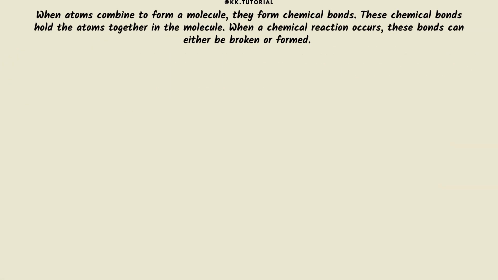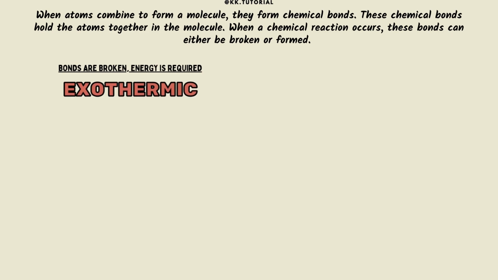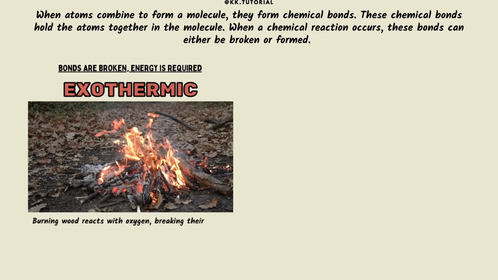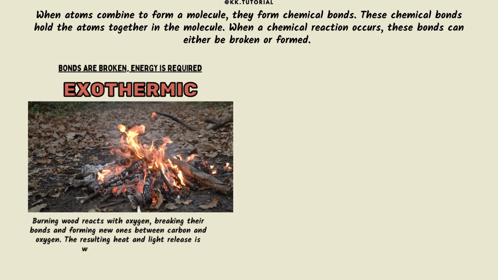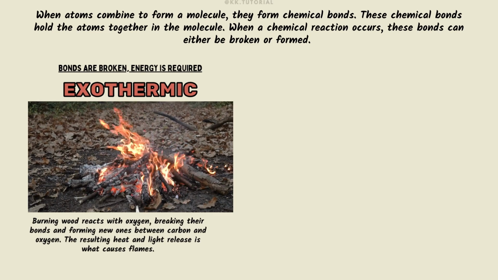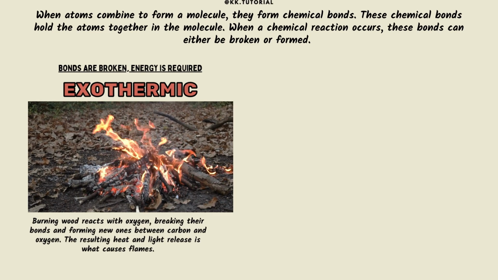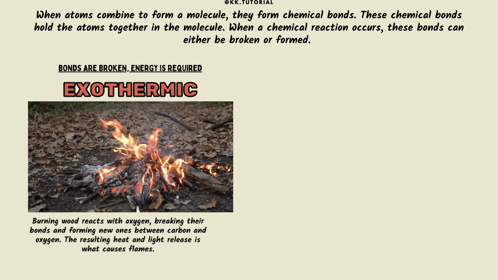When atoms combine to form a molecule, they form chemical bonds. These chemical bonds hold the atoms together in the molecule. When a chemical reaction occurs, these bonds can either be broken or formed. When the bonds are broken, energy is required, called an exothermic reaction. For example, burning wood reacts with oxygen, breaking their bonds and forming new ones between carbon and oxygen. The resulting heat and light release is what causes flames.